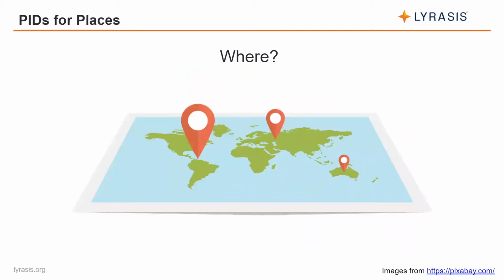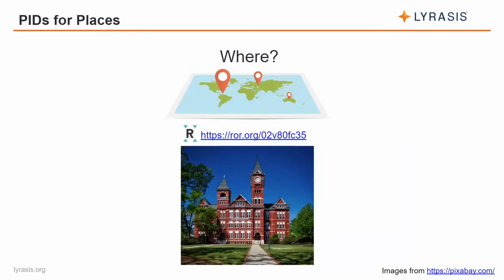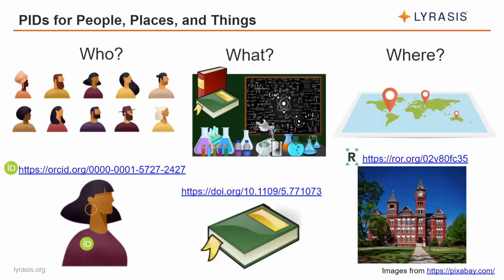And if we are trying to identify where certain research took place or what organizations were involved, we can use the Research Organization Registry, or ROR ID, to uniquely identify the institution in question. In this case, it's Auburn University. And these are just a few examples, but with these and other persistent identifiers, we can disambiguate people, places, and things, regardless of language, naming, or changes over time.